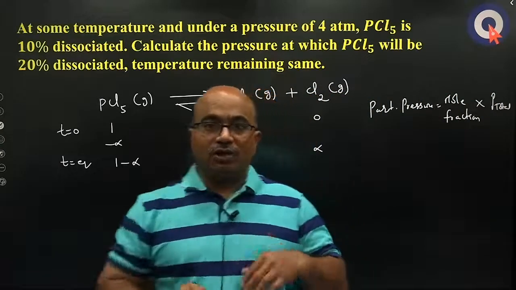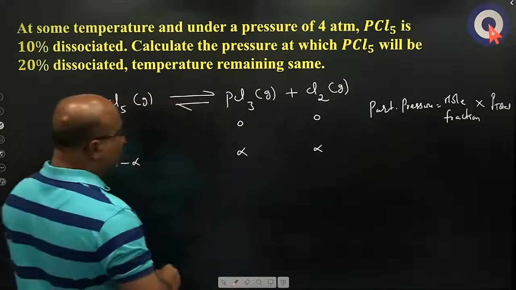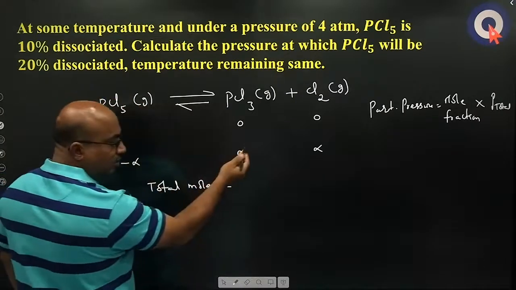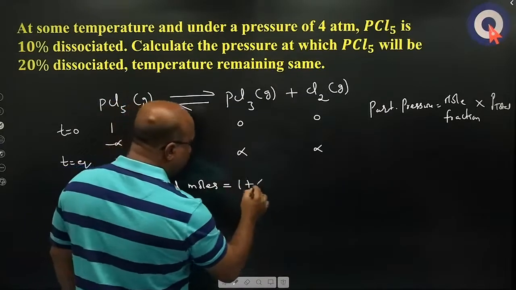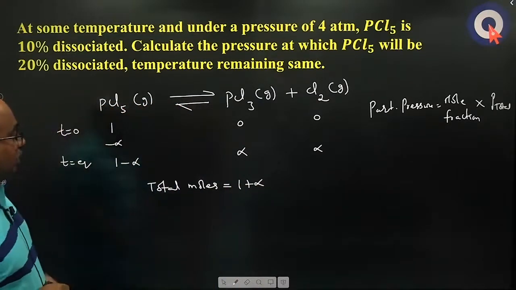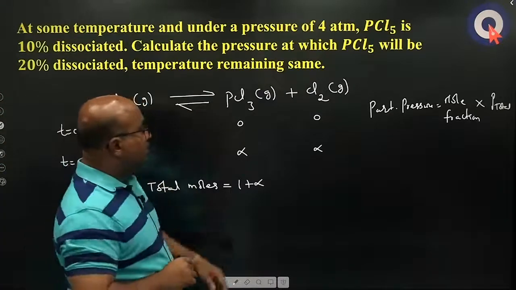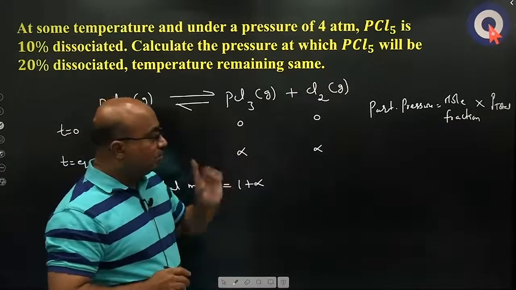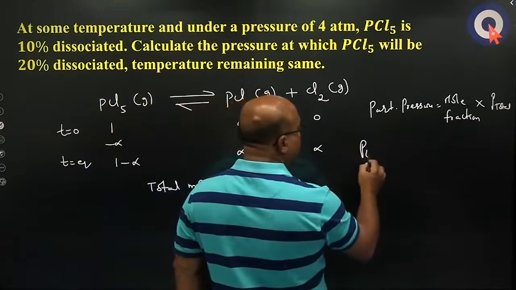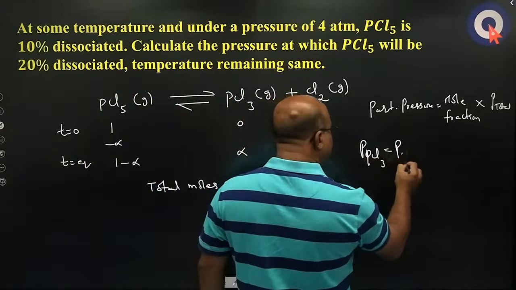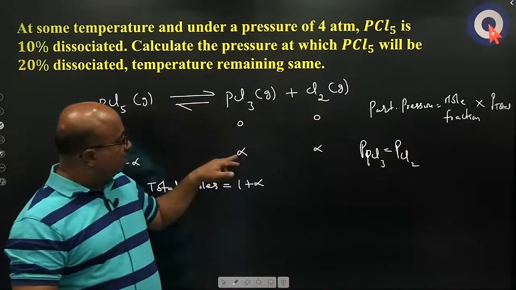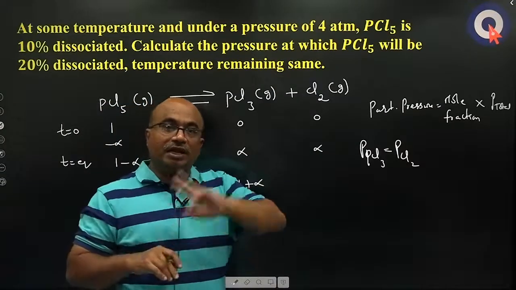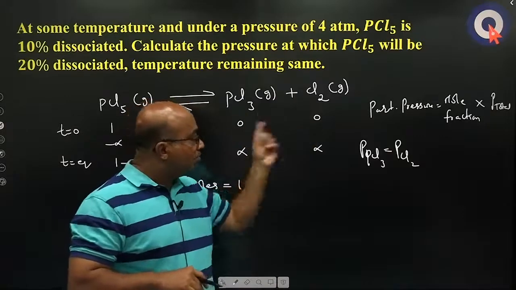So what is the total number of moles? The total number of moles at equilibrium is 1 minus alpha plus alpha plus alpha, which is 1 plus alpha. So what is the partial pressure of PCl3? It will be the number of moles of PCl3 by total moles, that is the mole fraction, into P total. The partial pressure of PCl3 is also equal to that of Cl2 in this case, because the moles of PCl3 and Cl2 we are getting come only from PCl5, in equal quantities, because their ratios are 1:1.